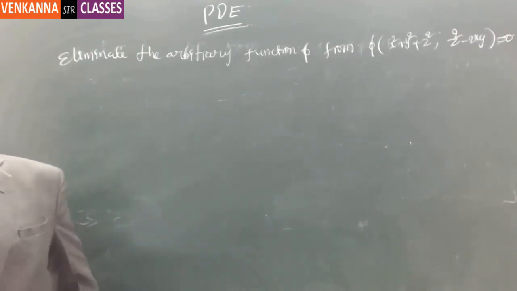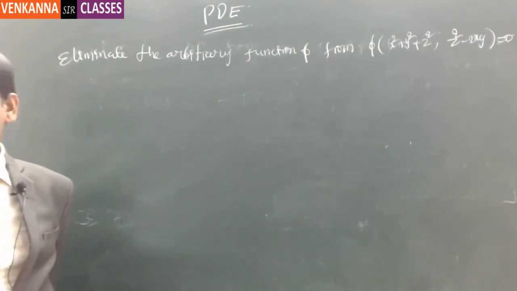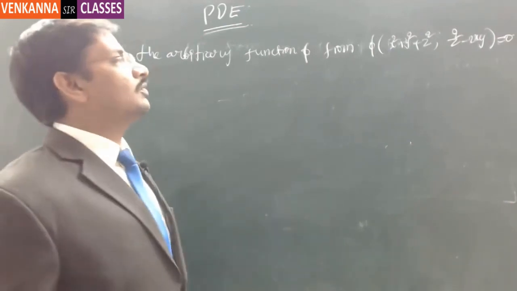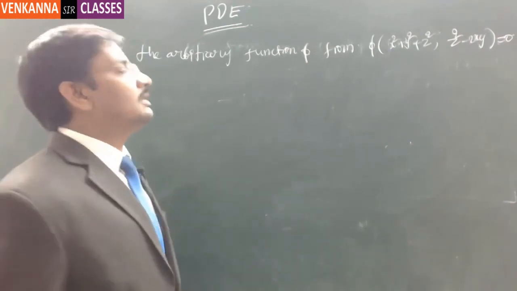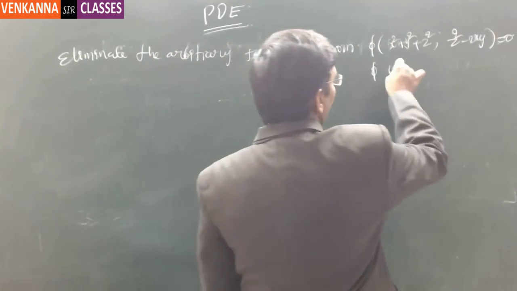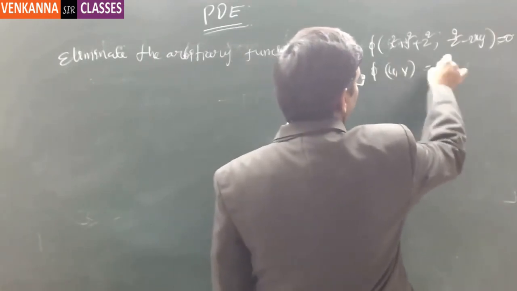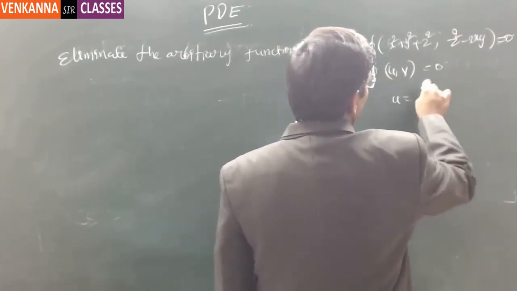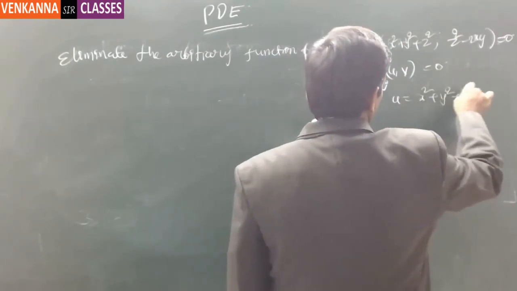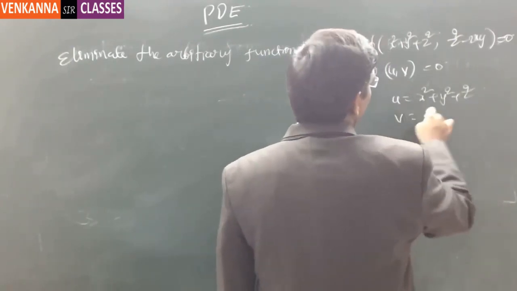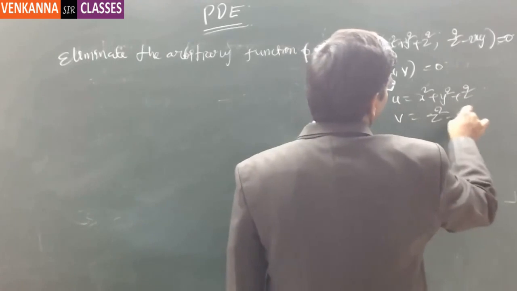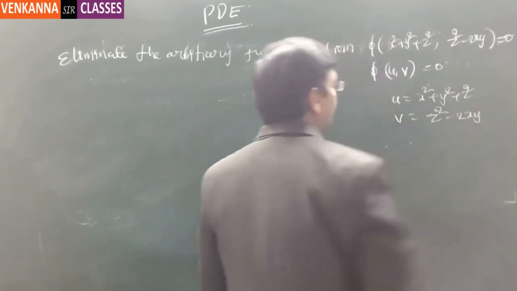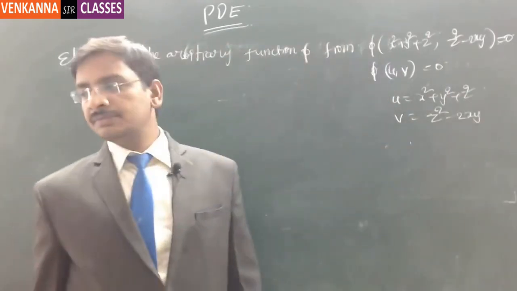Understood or not, Deepak? Okay. So here actually there is only one function phi. So now this phi is a function of u comma v equal to 0, where u is equal to x square plus y square plus z square and v is equal to z square minus 2xy. Right? So this is the function.